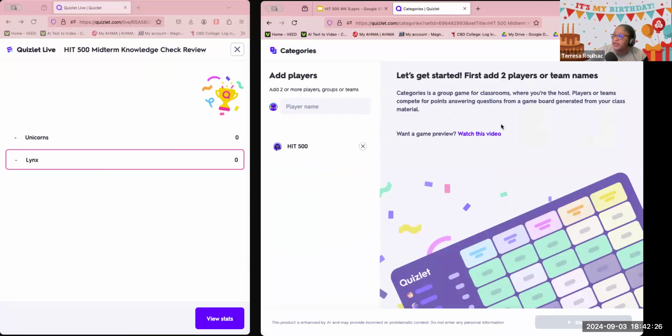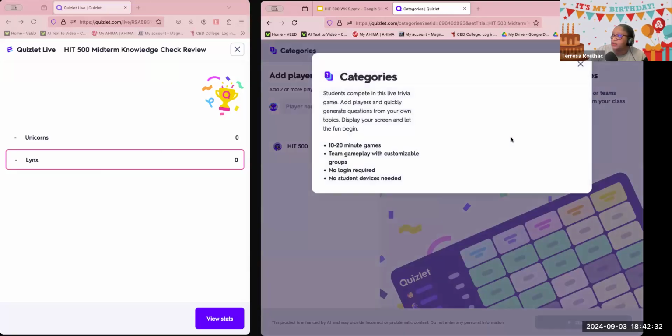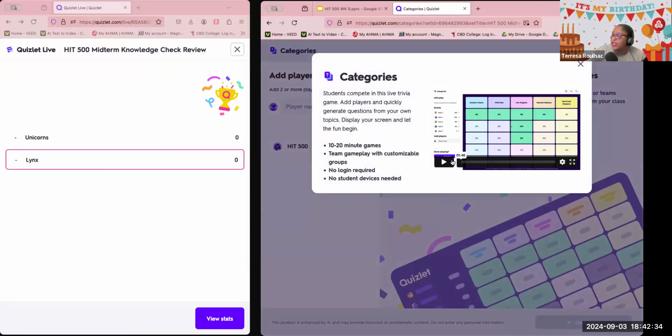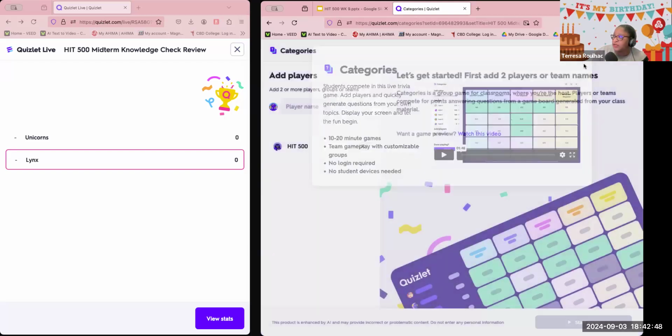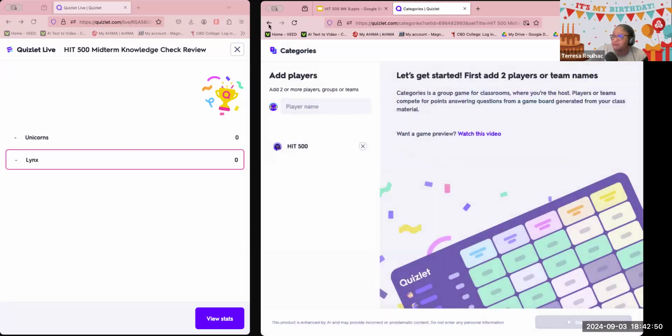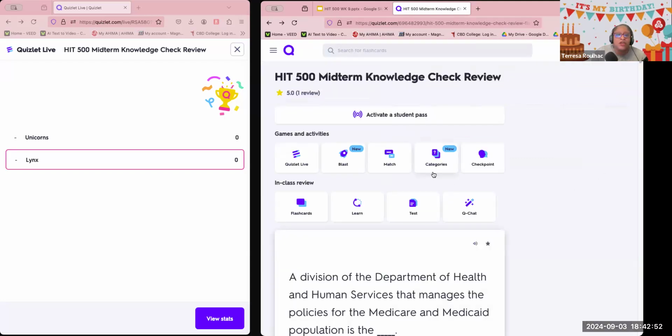You can add more players and categories in a group for a classroom. I'm the host. There's a quick little video where you can break things down. You have 10 to 20-minute games, team gameplay, or single. You do not need to log in. It's almost like Jeopardy. So that's pretty cool, and we'll probably try that as it gets closer, depending on how many people we have.